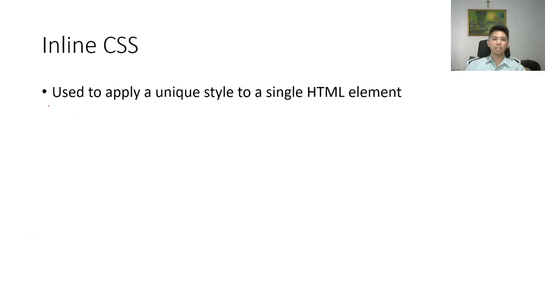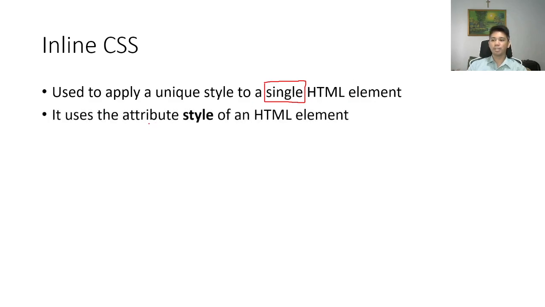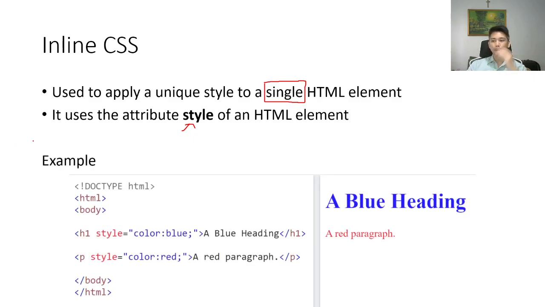Now, let's try to discuss first what an inline CSS is. It is used to apply a unique style to a single HTML element. So the keyword here is only a single instance of an HTML element. And it uses the style attribute of any HTML element. So let me show you an example.